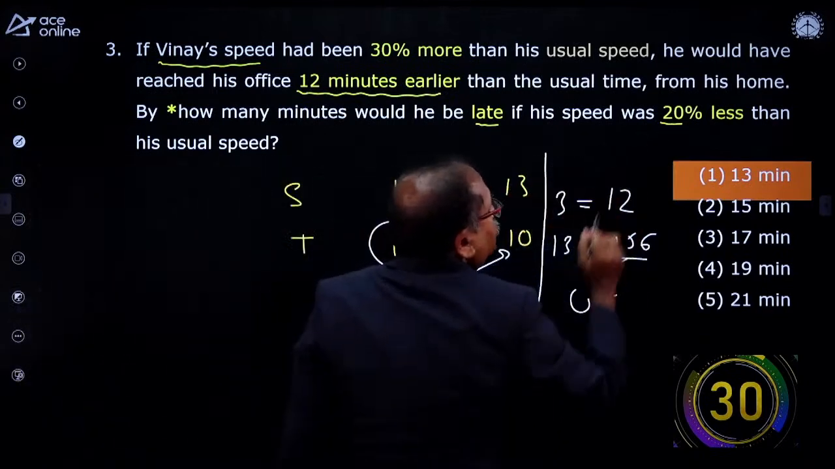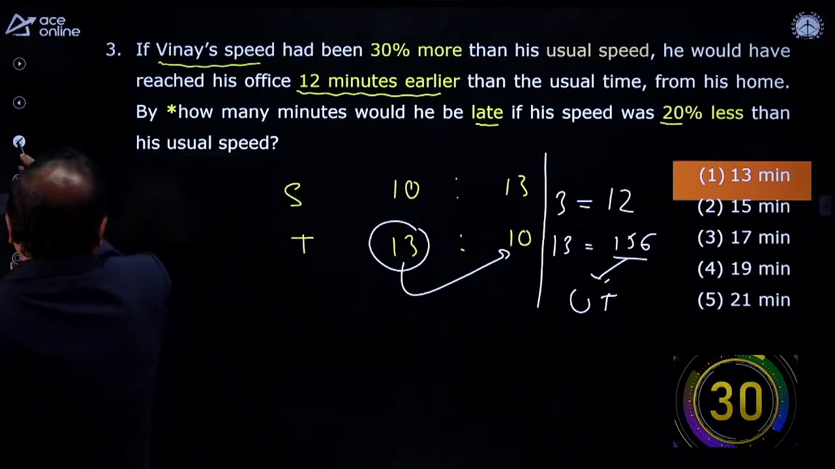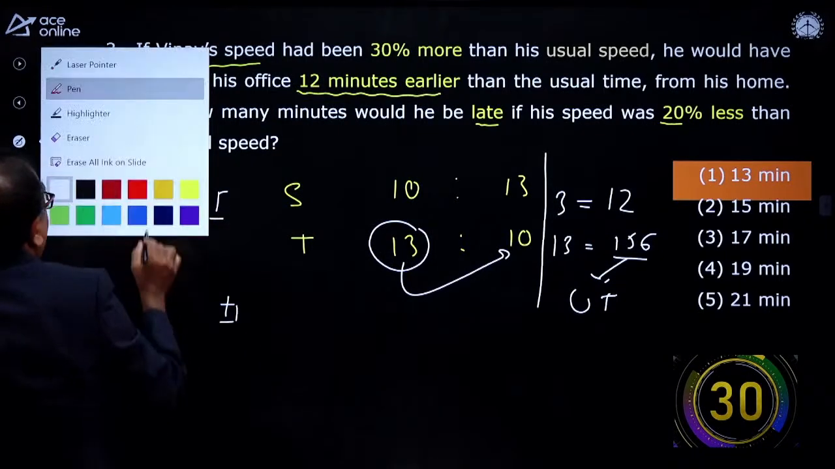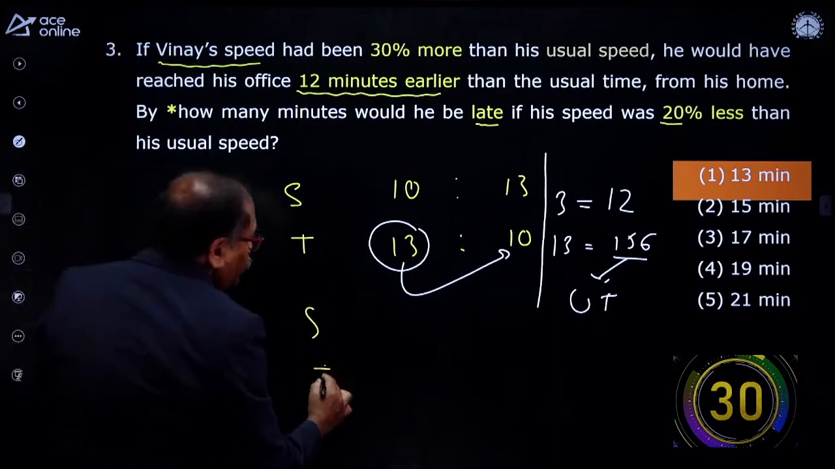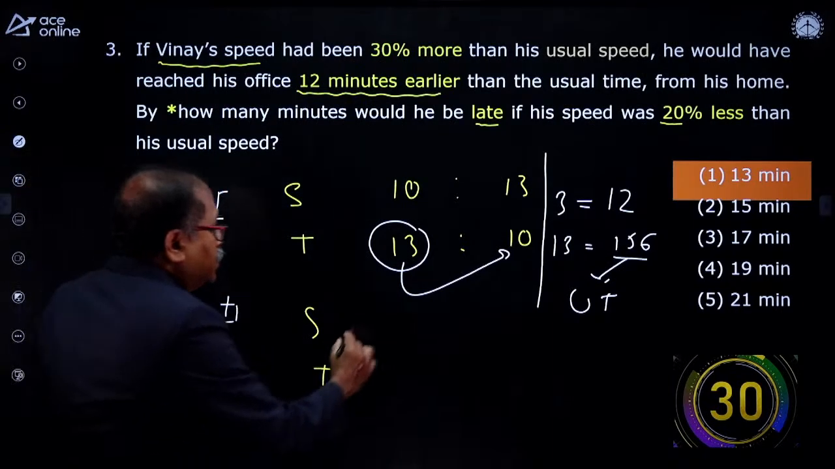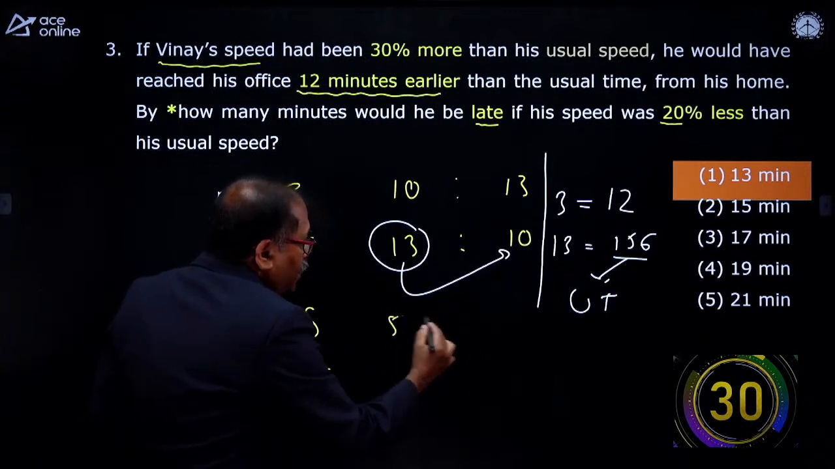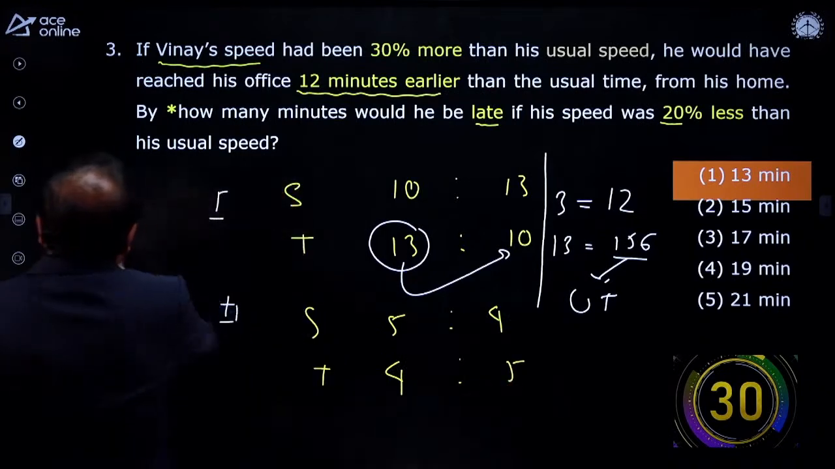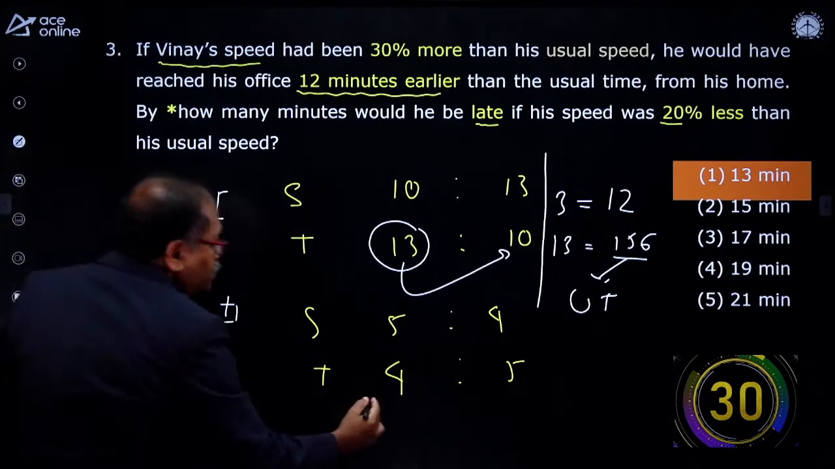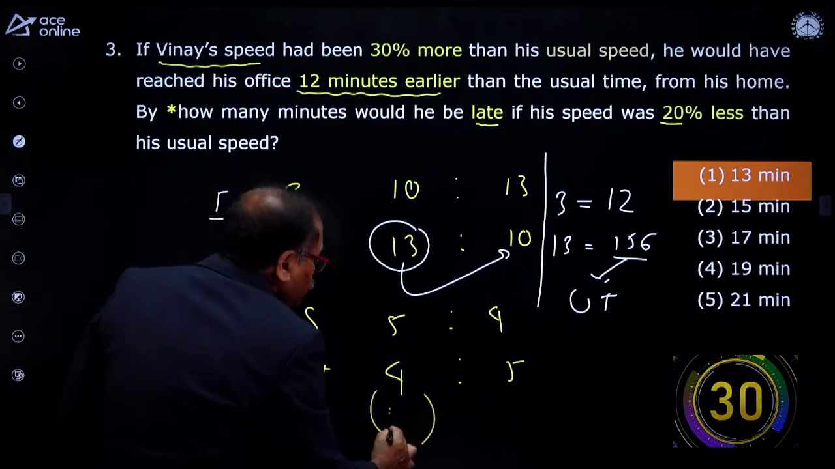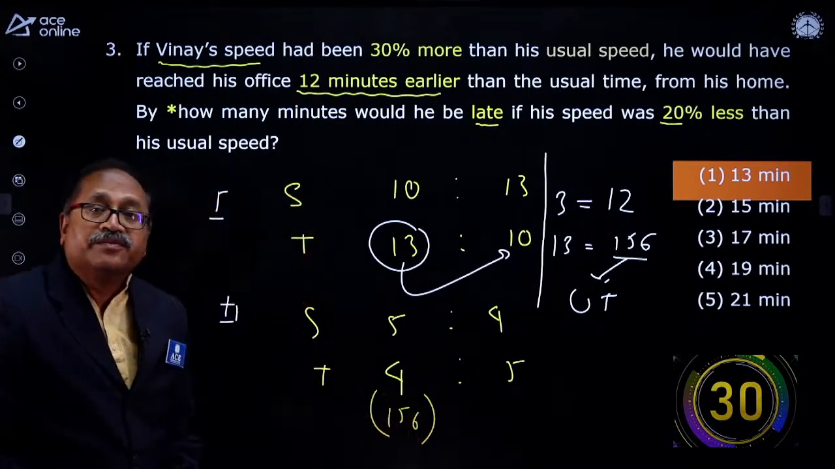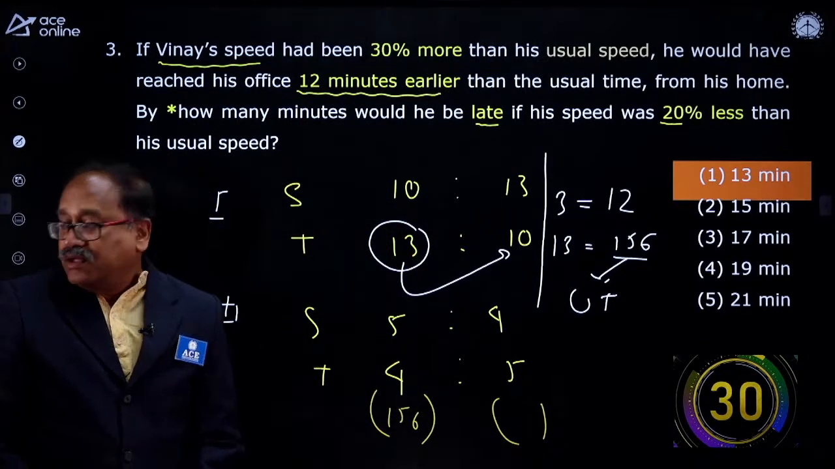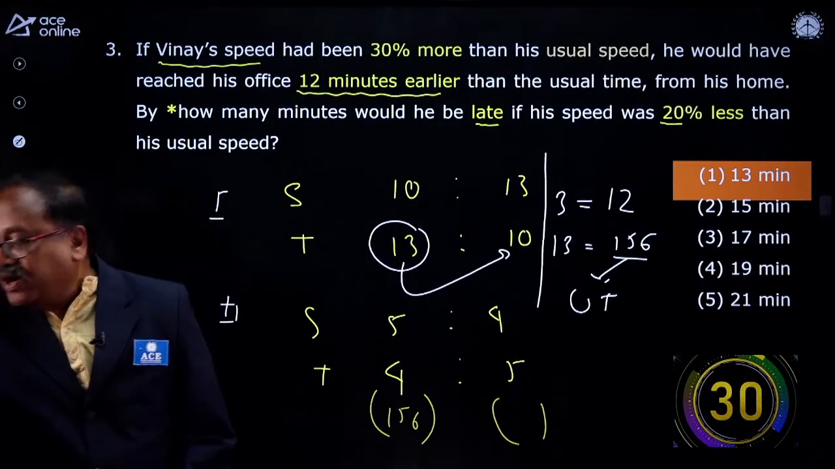If the speed is decreased by 20%, say this is case 1. Now coming to case 2, when the speed is decreased by 20%, what will be the time? So the speed ratio is 5:4, then the time ratio will be 4:5. So initial time is 4 parts, and the initial time is 156, it's 4 parts. Then how much will be the 5 parts?